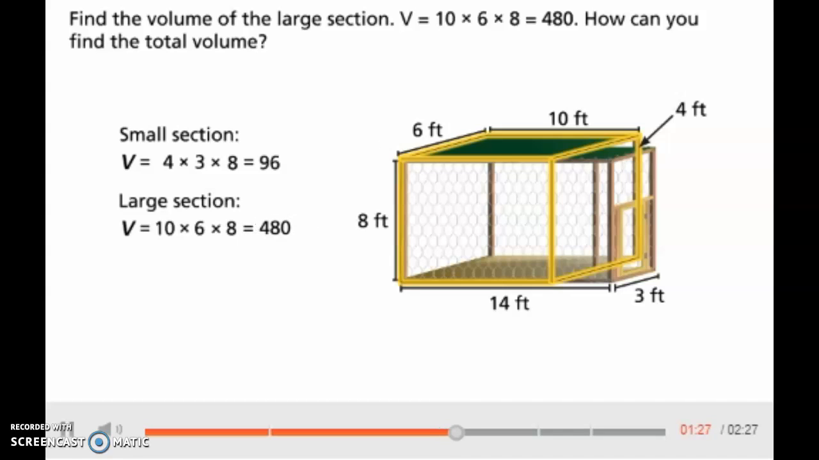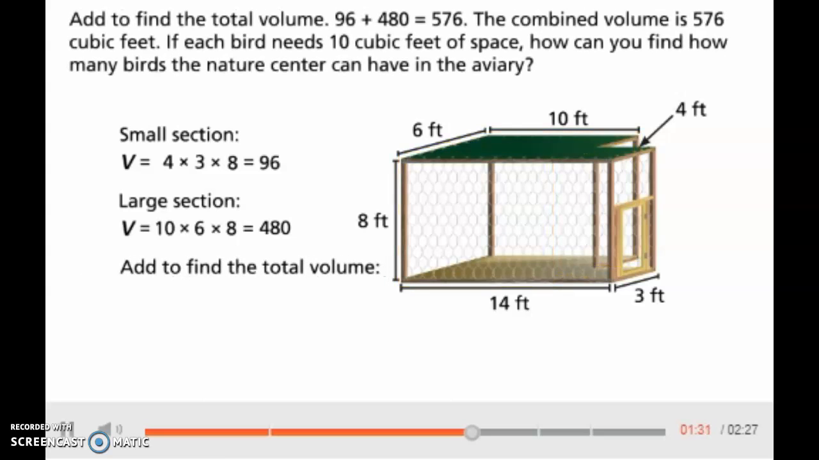How can you find the total volume? Add to find the total volume. 96 plus 480 equals 576. The combined volume is 576 cubic feet.